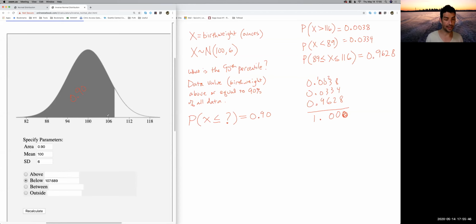And what this thing has calculated for us is that this value is 107, let's just call it 107.7 ounces, right? In other words, the probability that X is less than or equal to 107.7 ounces is equal to 0.90, right? So it's just the reverse of the process we just did. So the answer to this question is 107.7 is the 90th percentile.